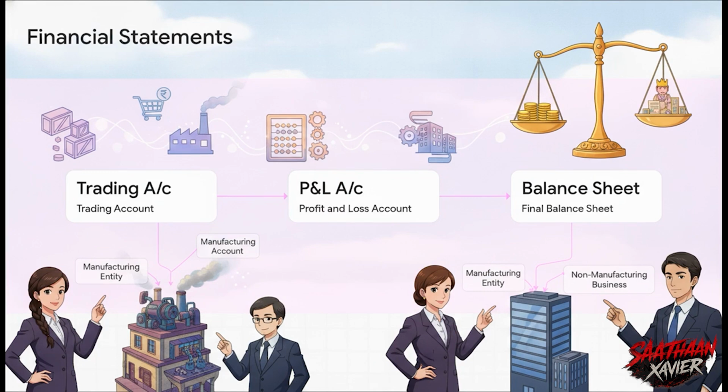And then, Chapter 7. This is where the story of the financial year gets published. It's the grand finale of Module 1. You take your trial balance, apply closing adjustment entries, and build the final financial statements. You start with the trading account to find your gross profit, then move to the profit and loss account for your net profit, and finally, the balance sheet.